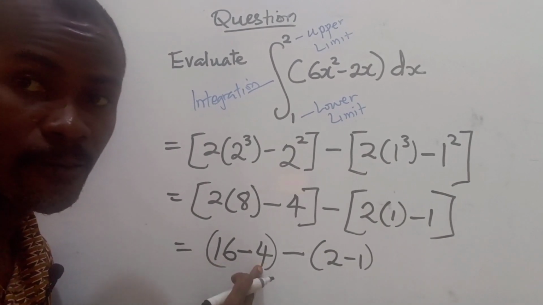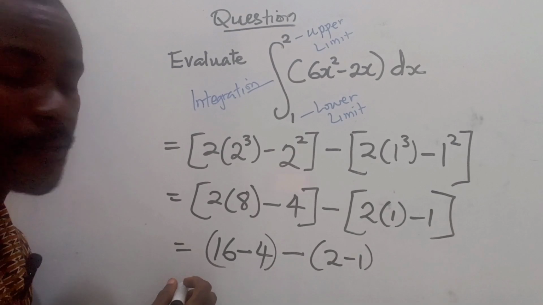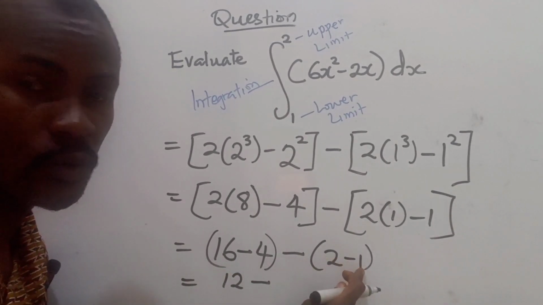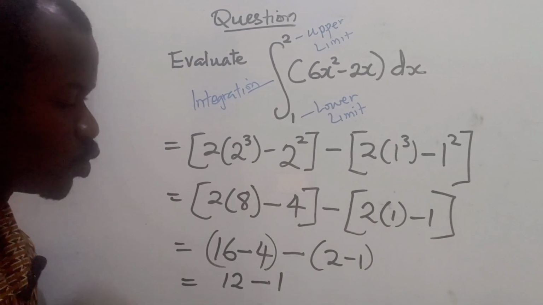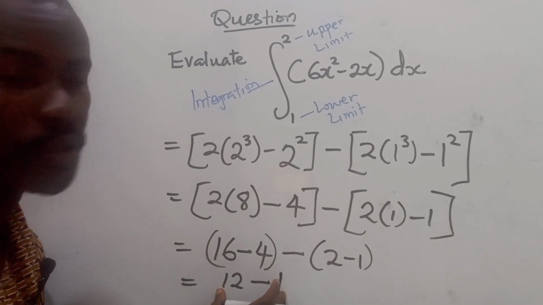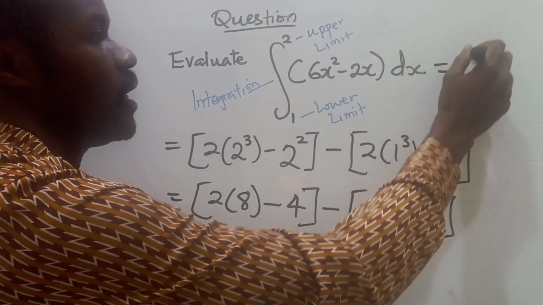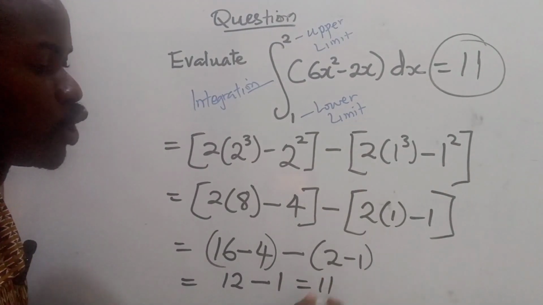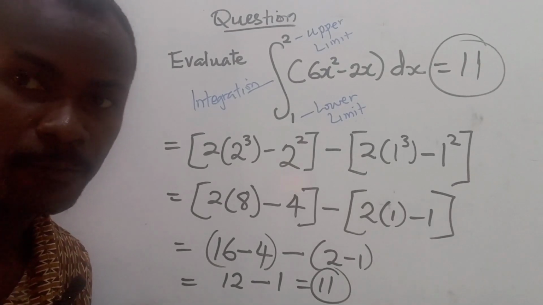So 16 minus 4 is going to give us 12, minus 2 minus 1, which is going to give us 1. So 12 minus 1 is going to give us 11. So 11 actually is the solution to this problem.